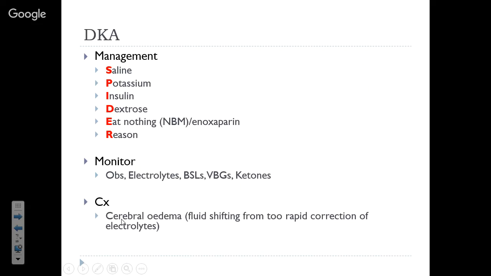Throughout the management of DKA, you would be wanting to monitor electrolytes and blood sugar levels, as we previously discussed. And the main complication we worry about in DKA is cerebral edema. So cerebral edema can occur if the fluid shifts too rapidly from a too quick correction of the fluid and the electrolytes. So you'd be wanting to monitor those electrolytes quite carefully.